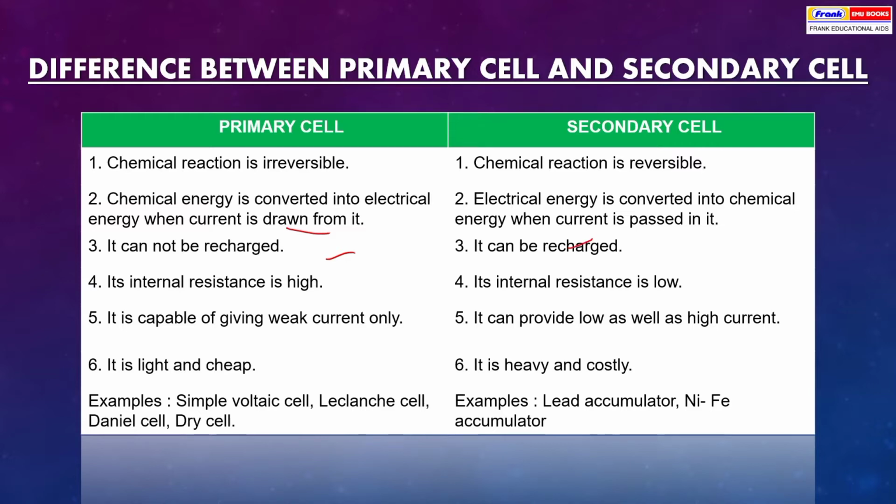In the primary cell, internal resistance is very high, but in the secondary cell, the internal resistance is very low. A primary cell is capable of giving weak current only, and a secondary cell can provide low as well as high current. A primary cell is very light and cheap, while a secondary cell is very expensive. For example, we have primary cells of different kinds like the simple voltaic cell, Leclanché cell, Daniell cell, and dry cell, and for secondary cells we also have multiple examples like the lead accumulator and the Nife accumulator.